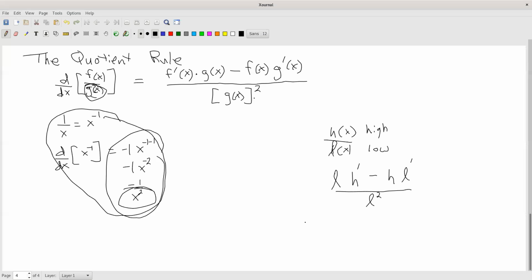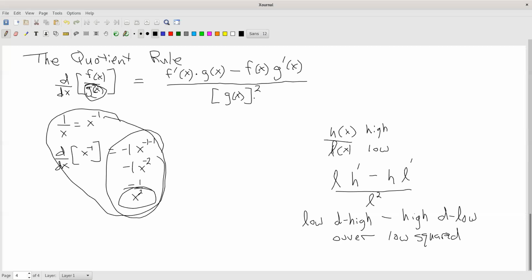So again, his little song was low d high minus high d low over low squared. So maybe that little sing-song version will help you remember it.